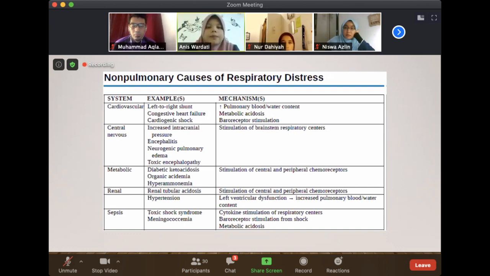Okay. So for the central nervous system, when there is alteration to the brainstem, because the brainstem is the one that controls the respiration, when there is a pathology to the area, it also can cause the patient to have respiratory distress. And same goes with the metabolic causes, because of the acidosis, you stimulate the chemoreceptors, which later on can cause the patient to be breathless as well.